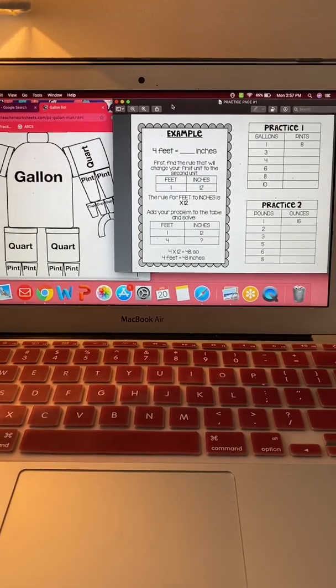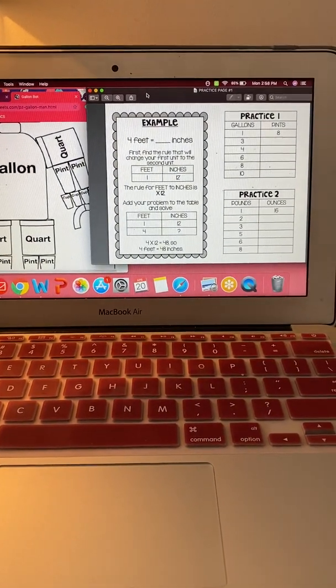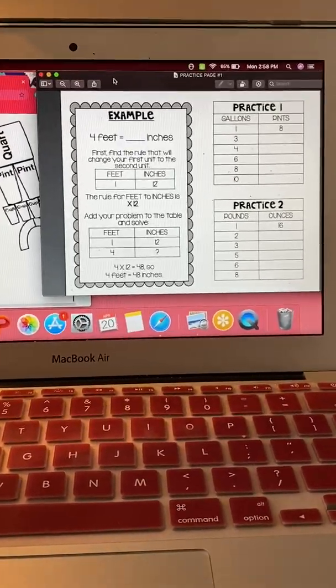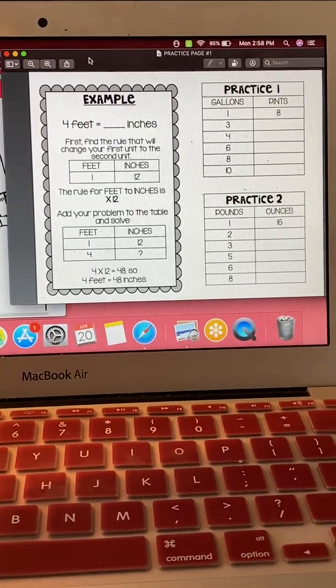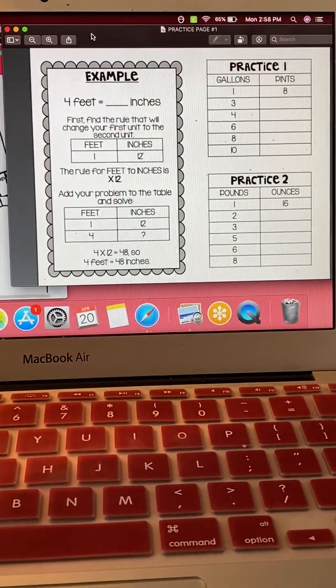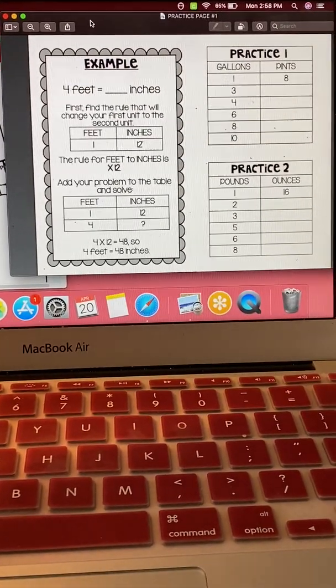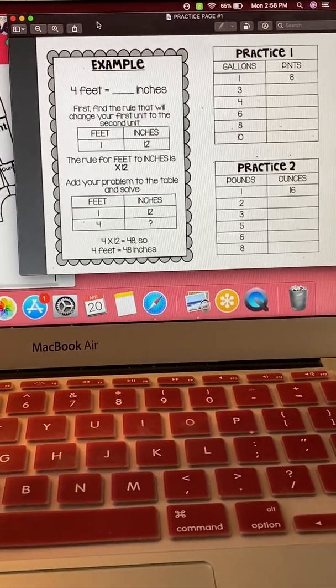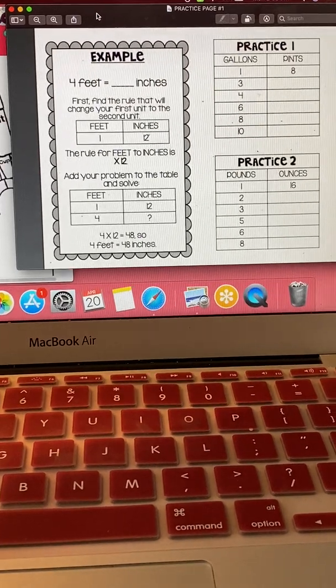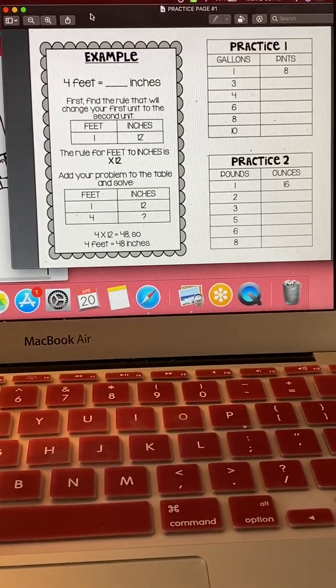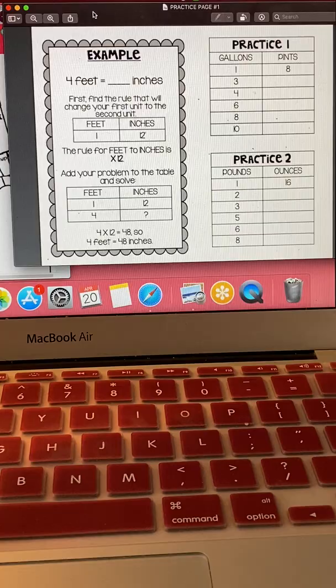Hey guys, alright, so in this video I'm going to be going over our practice worksheet. This is just like the one we did in our interactive notebooks in class. This is just to give you a refresh and a review over this. Your assessment in your Google Classroom is pretty much just like this.